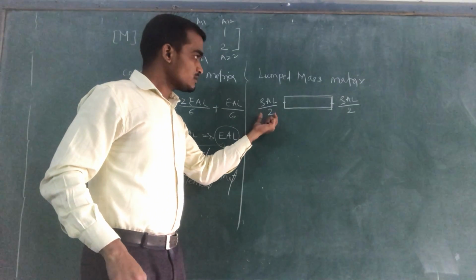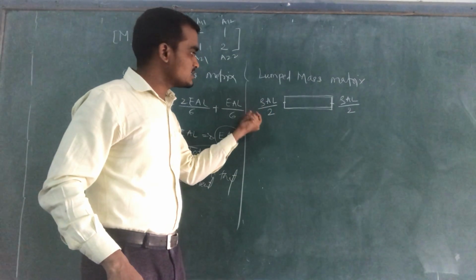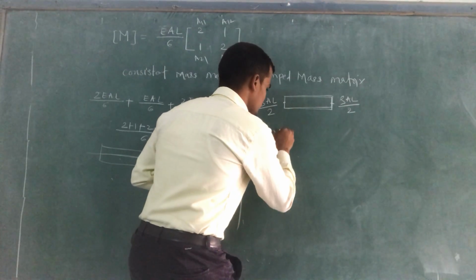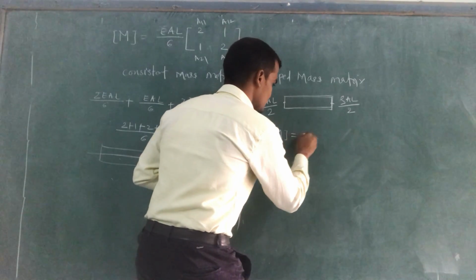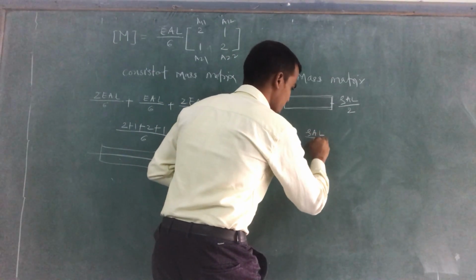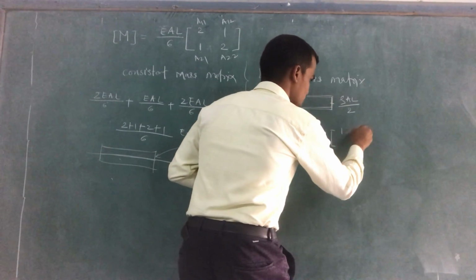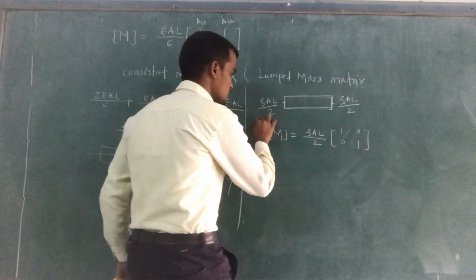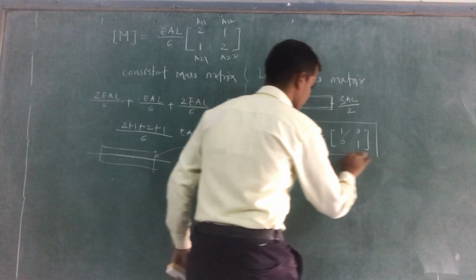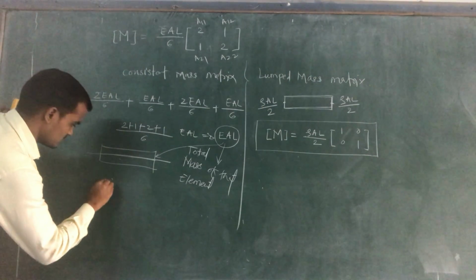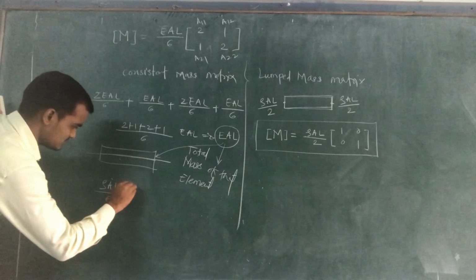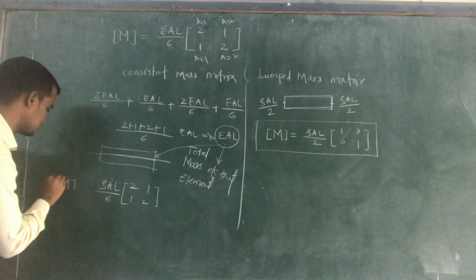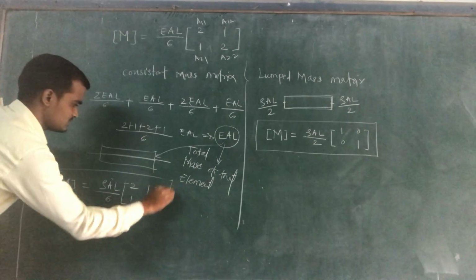Okay, so in a lumped mass matrix system, the total mass is distributed over the two nodes only. So we can write the mass matrix in this case as rho into A into L divided by 2 in bracket 1 0 0 1. This is the mass matrix for the lumped mass matrix system. And for this case, rho into A into L divided by 6 in bracket 2 1 1 2 is nothing but the mass matrix for the consistent mass matrix system.